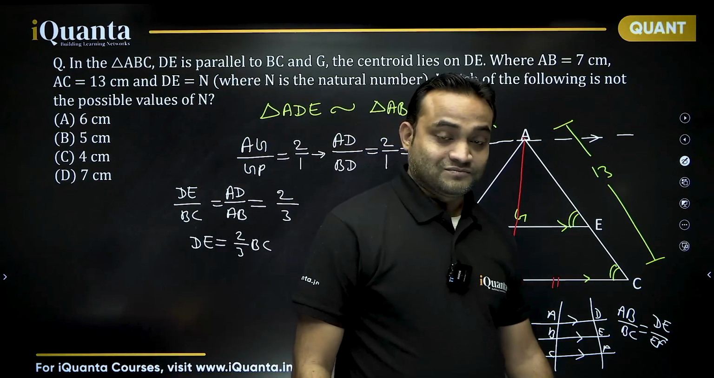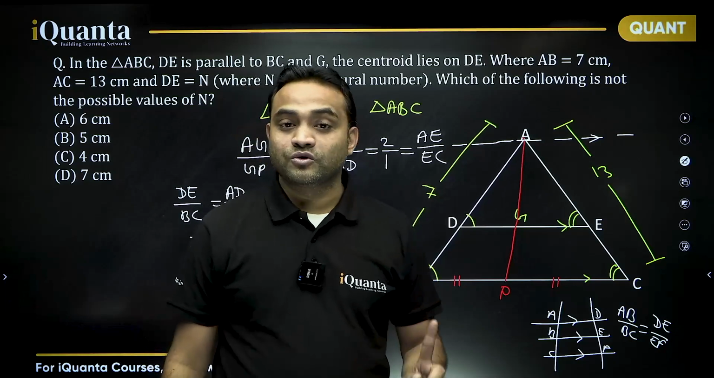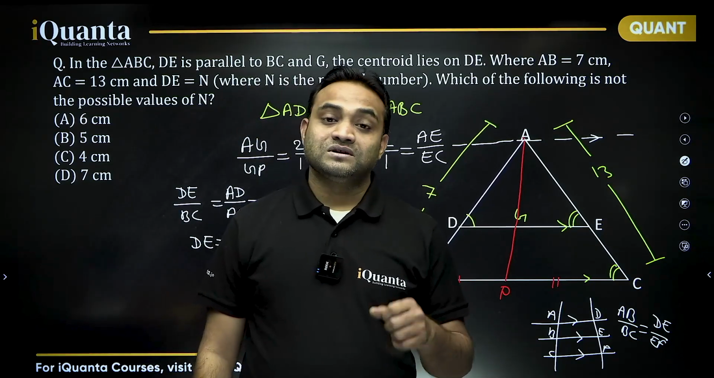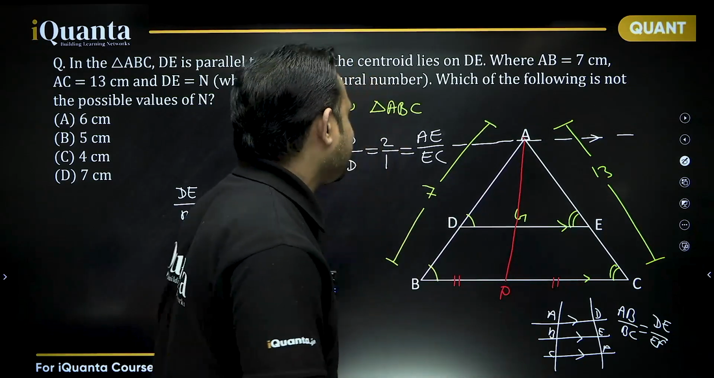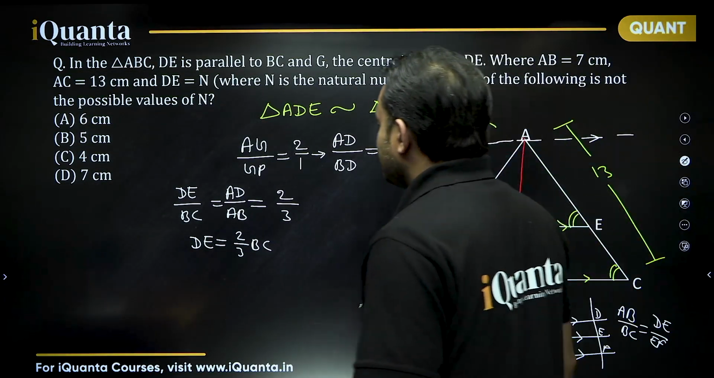But our work is not done here. Do we know what is the length of BC? No, we don't know. But we can find out the range of lengths that BC can take. So what is the range of length that BC can take?